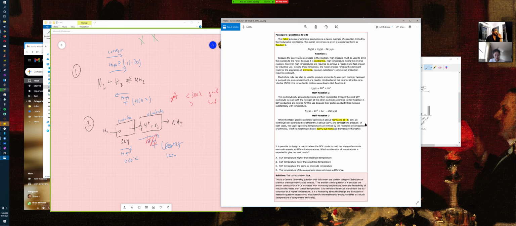It's just that electrode wasn't mentioned in the passage. Yeah, it's mentioned where they say other electrode, so I guess they're both electrodes. Right under half reaction 2 it says the electrolytically generated protons are transported through the solid SCY electrolyte to react with the nitrogen at the other electrode. So yeah, I guess they're both electrodes.